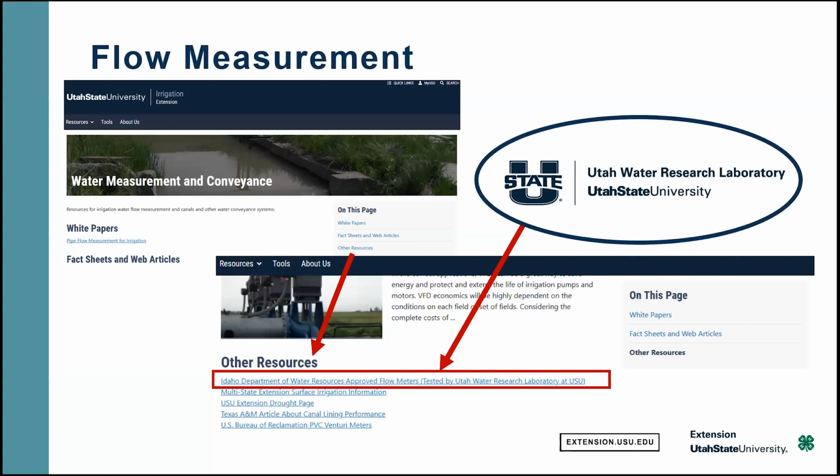The state of Utah doesn't have anything like this. All of these have been tested at the Utah Water Research Lab up here at Utah State. The water lab is a world-class hydraulic research facility. When I say world-class, I mean world-class. There are very few labs that have the capabilities that they have there. And so that's why I feel comfortable putting this up on the website.